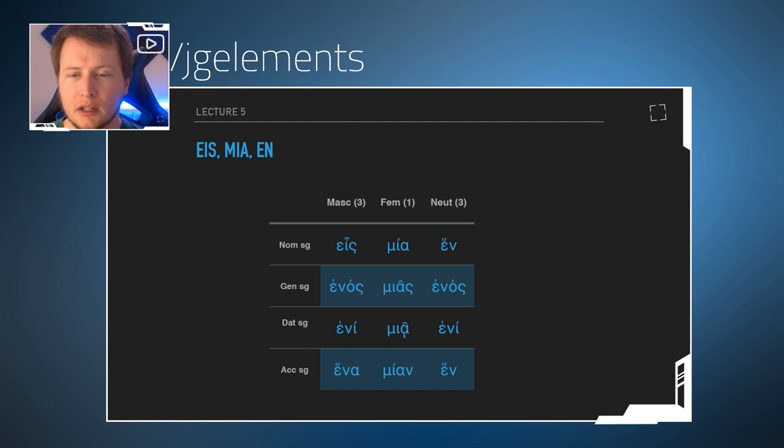The neuter uses the same stem as the masculine, ἑν. So we see ἕν in the nominative singular. There is no ending in the neuter, so it's just ἕν. The genitive singular uses ἑνός, matching the masculine. The dative singular matches the masculine, just like our normal noun rules. And the accusative singular is matching the nominative singular, matching our noun rules. So there you go. This you should probably learn for simple recognition. But it's helpful in terms of understanding third declension.